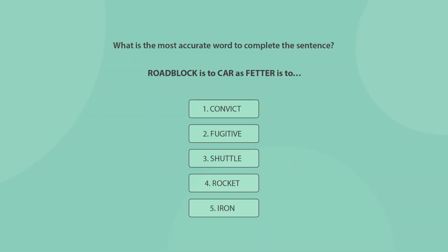What is the most accurate word to complete this analogy? Now, I recommend you stop the video and try to solve it yourself. On average, you will have less than a minute to solve each question in the test, so try to stay within this time limit. The correct answer is convict. A roadblock prevents a car from moving, just as a fetter prevents the convict from moving.